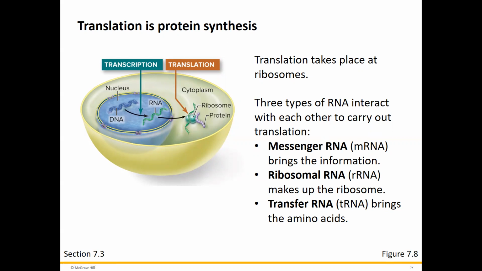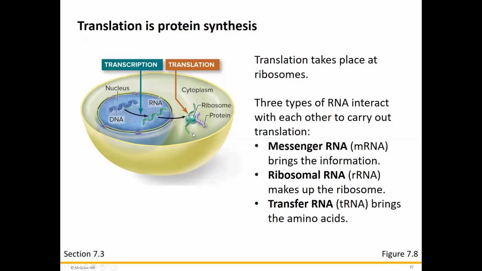the nucleus. Now, the 3 types of RNA that interact with each other: messenger RNA, mRNA, is how we really write it, brings the information. Here's the messenger RNA. It's going to come out the nuclear pore and take it out here to the cytoplasm so that the structure can start to be made.